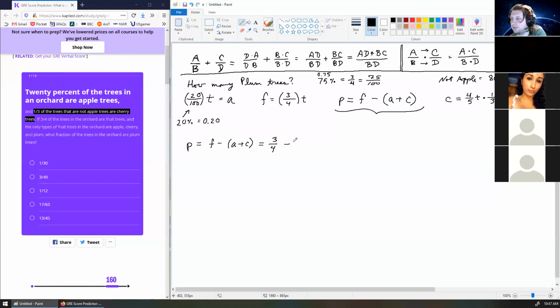3/4 minus number of apples, which is 20 over 100, or 1/5. Does everyone see how I was able to go from those two? Yeah. Just simplified: 20 goes into 20 once, 20 goes into 100 5 times. Plus cherries, which is 4/15.